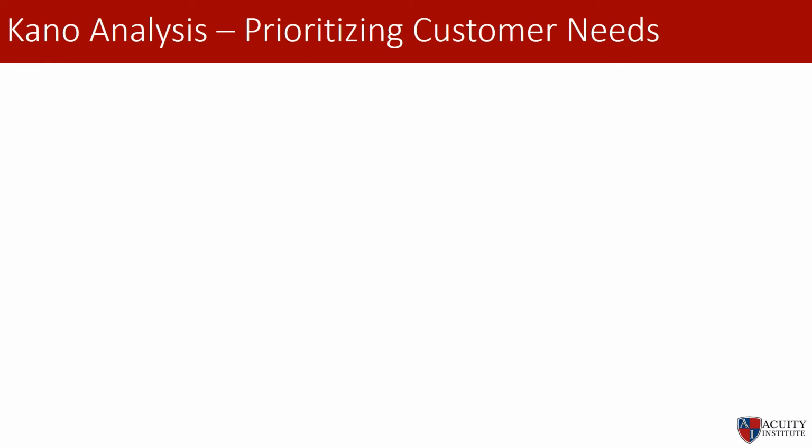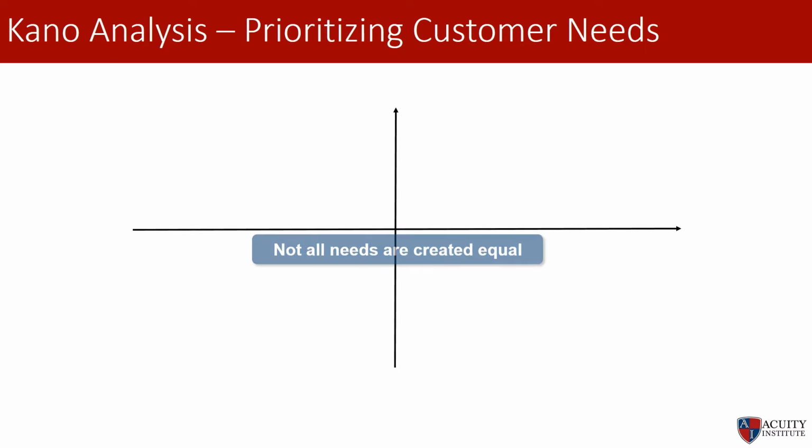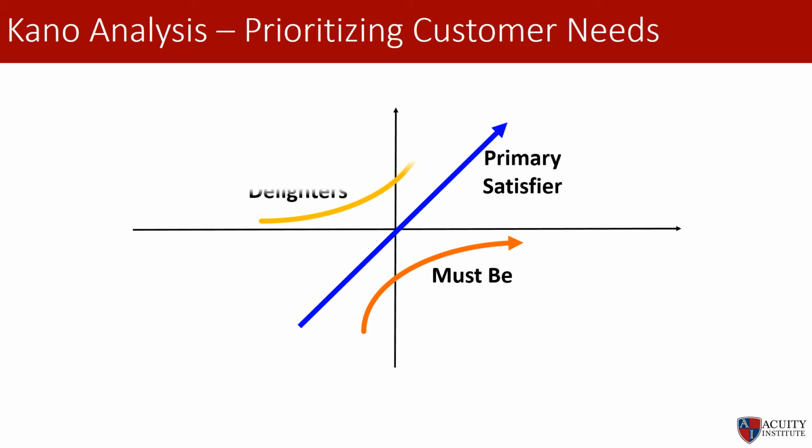The Kano model was developed by Professor Noriaki Kano. This model identified that all needs are not of equal importance to customers. The Kano analysis frames needs into must-bes, primary satisfiers, and delighters. Kano's theory is that for some customer needs, customer satisfaction is directly proportional to the extent to which the product or service is fully functional.